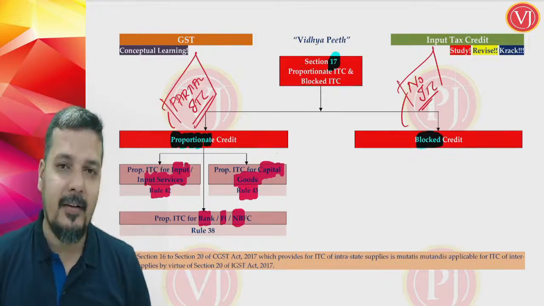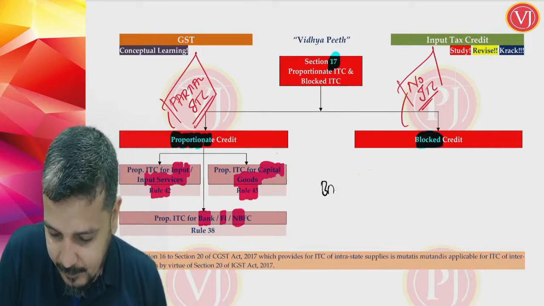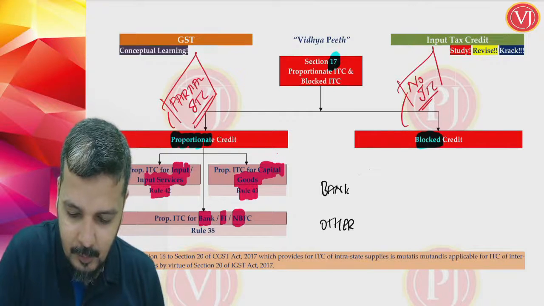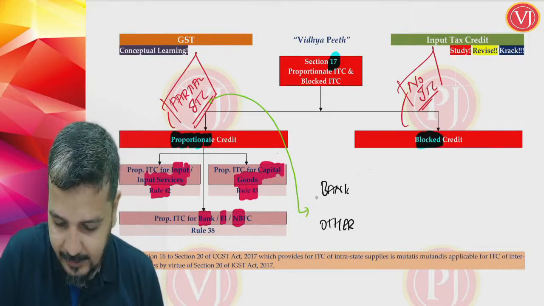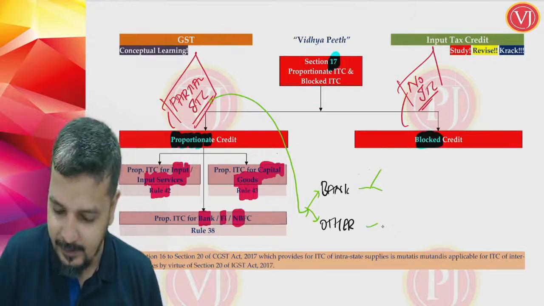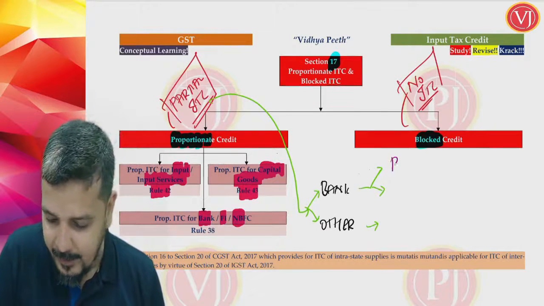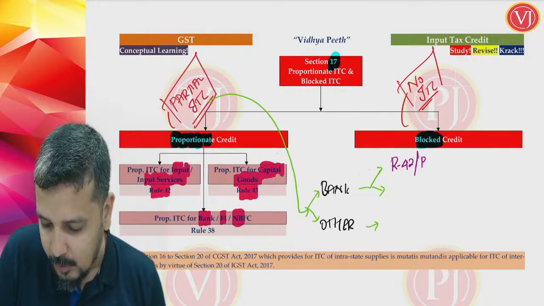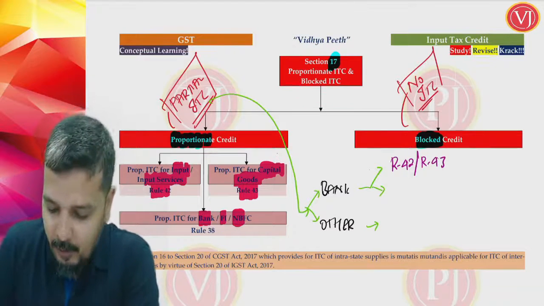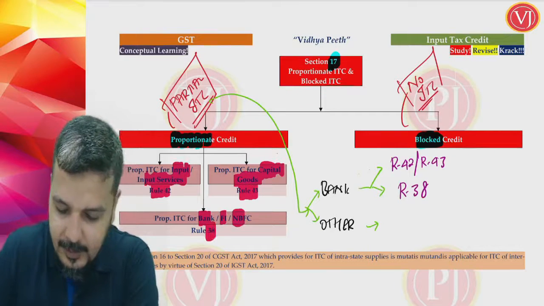So obviously for banks, your proportionate ITC will jump in. When you're talking about banks and others, where your rule 42, 43 or partial ITC is working out, things are very different. For banks, they have an option either to go for normal rule 42, rule 43 - 42 for common inputs and input services, 43 for capital goods - or they have an option to go for simplified rule 38. A simplified rule 38.